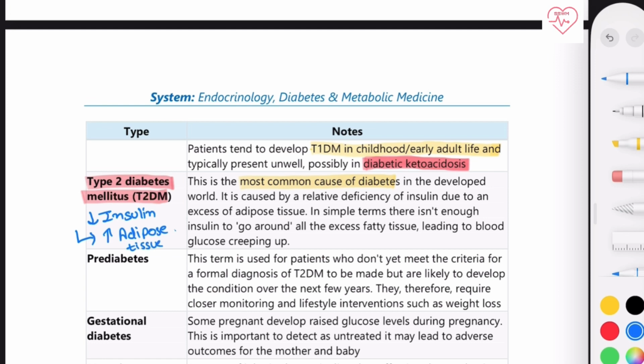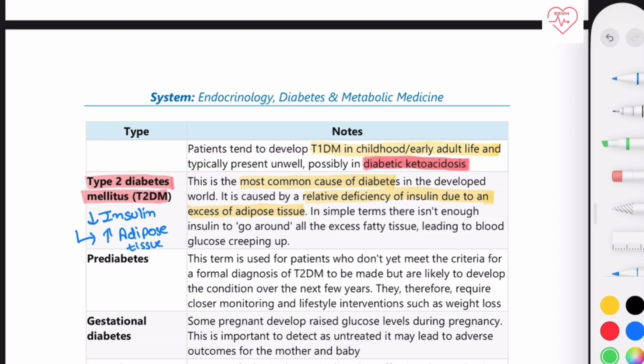Adipose tissue, okay. So what I am telling you is this relative deficiency of insulin due to an excess of adipose tissue. In simple terms, if there isn't enough insulin, what happens in our body? There will be an excess of fatty tissue, right?